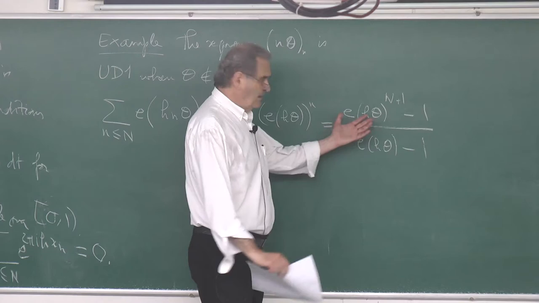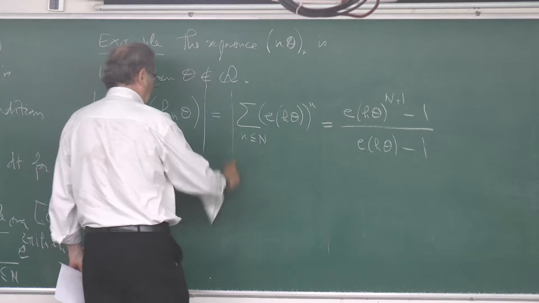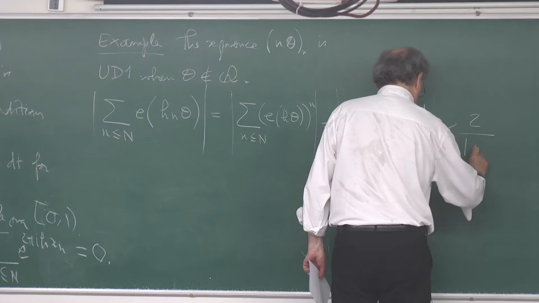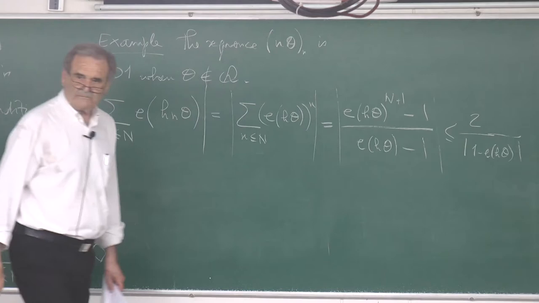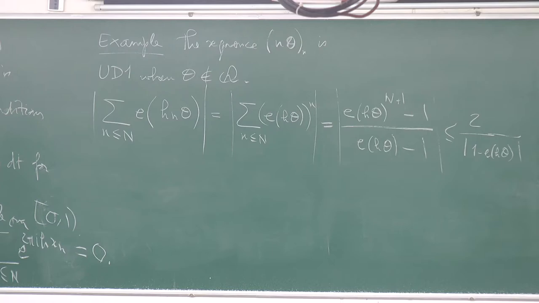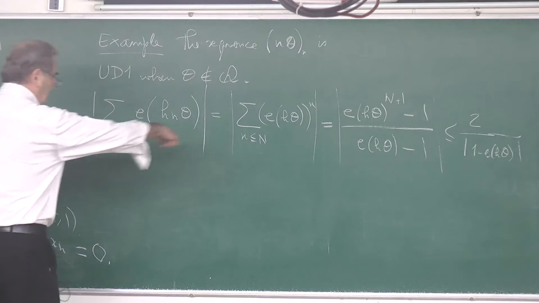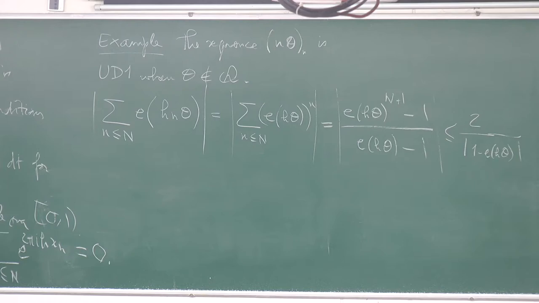Okay? If you take this, this is at most 2 divided by 1 minus e of h theta. So it is even bounded, so it is little o of n. If you divide everything by n, you have something that tends, indeed very quickly, to 0. Fine.